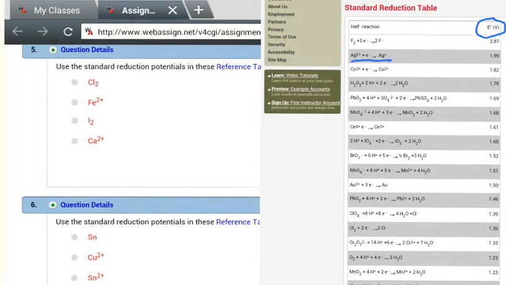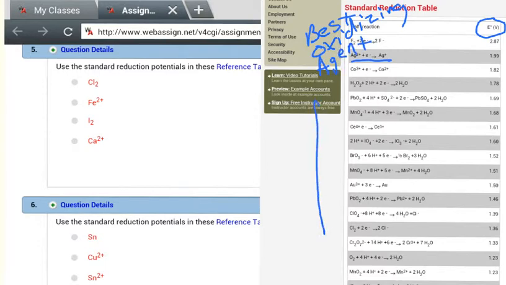So this one at the very top is the best oxidizing agent in the table. And as you go down the table, they get worse. So the best oxidizing agent is at the top. So all we've got to do is find these.